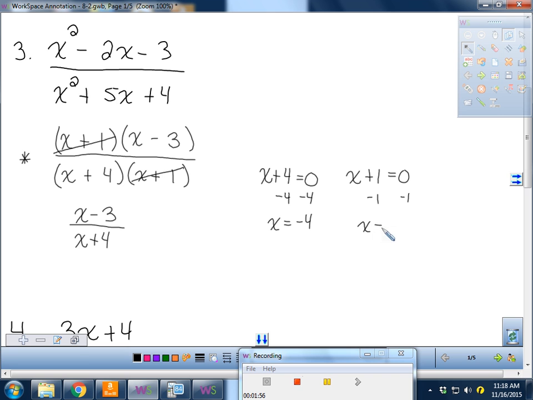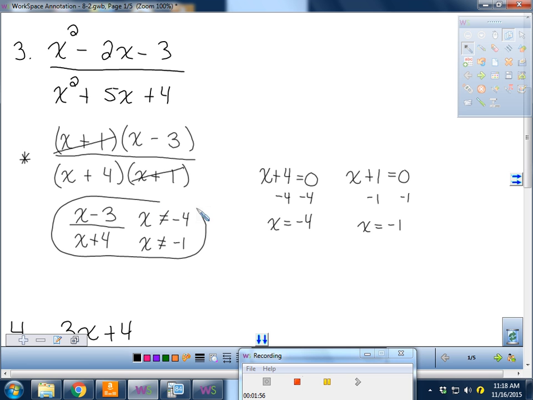X equals negative 1. So these are the two numbers x can't be, because if I plug in negative 4, plus 4 would give me a 0, and 0 times this would be 0. You can't have a 0 in your denominator. If I plug in negative 1, plus 1 would be 0. 0 times this stuff would be 0. So in my answer, I've simplified that as far as I can go. I will say x cannot be equal to negative 4, and x cannot be equal to negative 1.